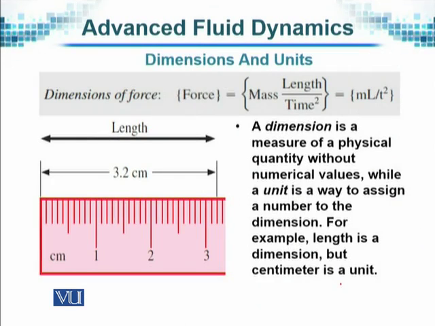You can see here, for example, a distance between 2 points, which is 3.2 centimeter apart. This is a length. It has a dimension of a length. And we don't say 3.2 is the dimension. If somebody asks me what its dimension is, it is only length. So this is the difference.